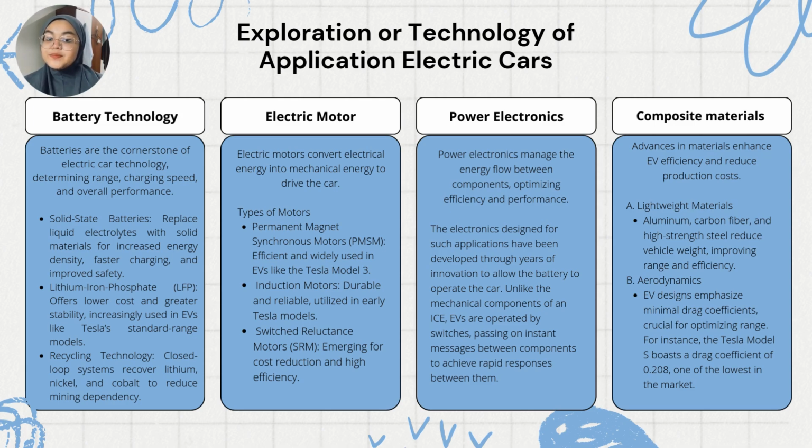So the fourth one is composite materials. Advanced materials enhance EV efficiency and reduce production costs. First is lightweight materials, for example, aluminium, carbon fiber, and high-strength steel, which reduce vehicle weight, improving range and efficiency. Second one is aerodynamics. EV design emphasizes minimal drag coefficient, crucial for optimizing range. For instance, the Tesla Model S boasts a drag coefficient of 0.208, one of the lowest in the market.